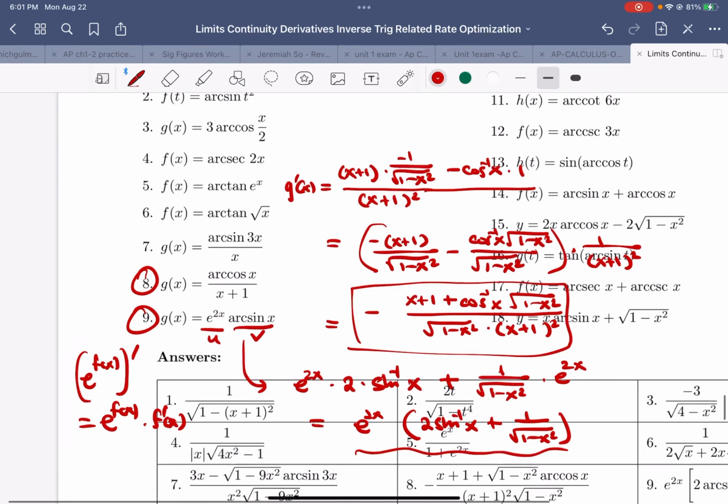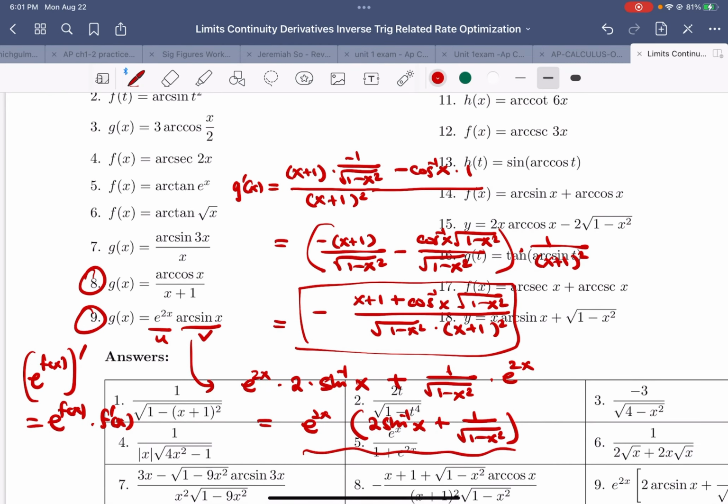Okay, so we talked about how you're going to take a derivative of an inverse trig function. Okay? That's it.